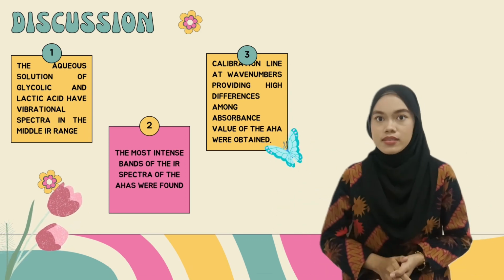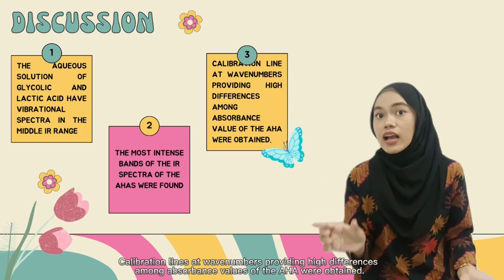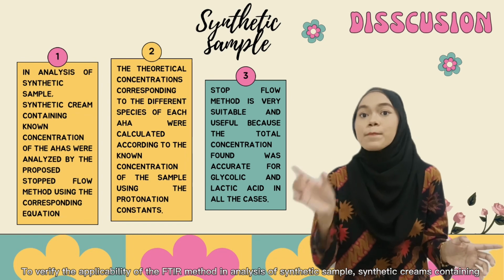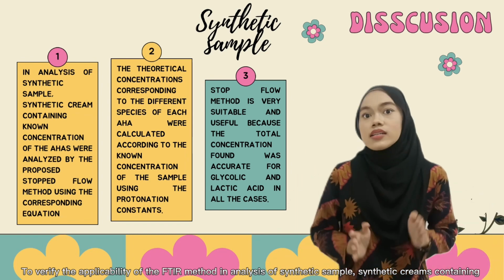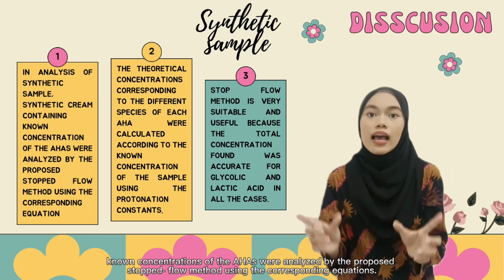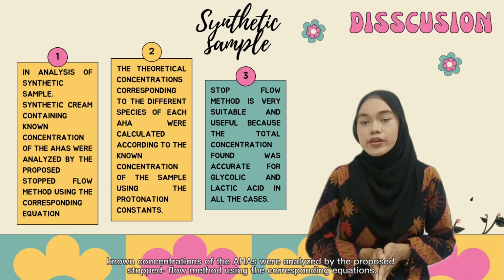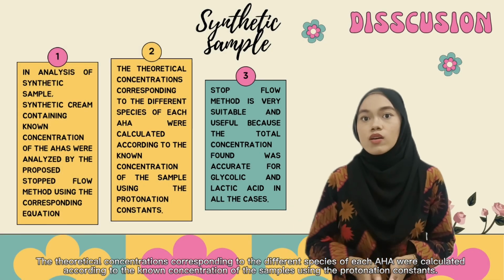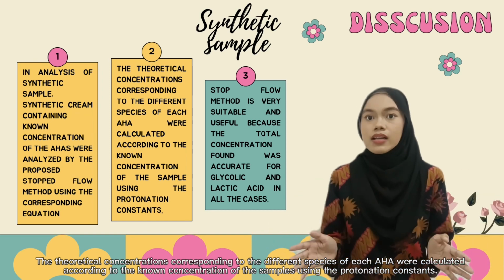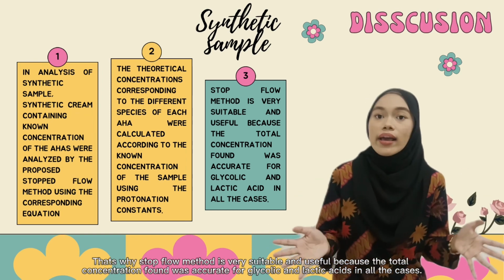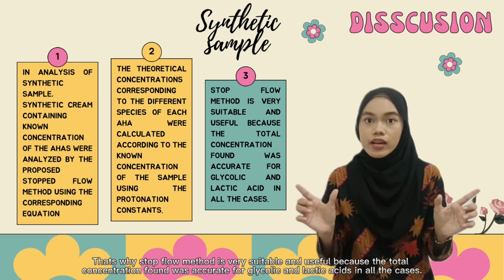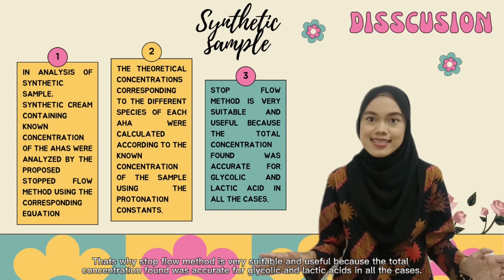for speciation purposes. A calibration line at wave numbers providing height differences among absorbance values of the AHA will be obtained. To verify the applicability of the FTIR method in the analysis of synthetic samples, synthetic creams containing known concentrations of the AHA were analyzed by the proposed stop flow method using the corresponding equation. The theoretical concentrations corresponding to the different species of each AHA were calculated according to the known concentration of the sample using the protonation constant. That's why the stop flow method is very suitable and useful, because the total concentration found was accurate for glycolic and lactic acid in all the cases.